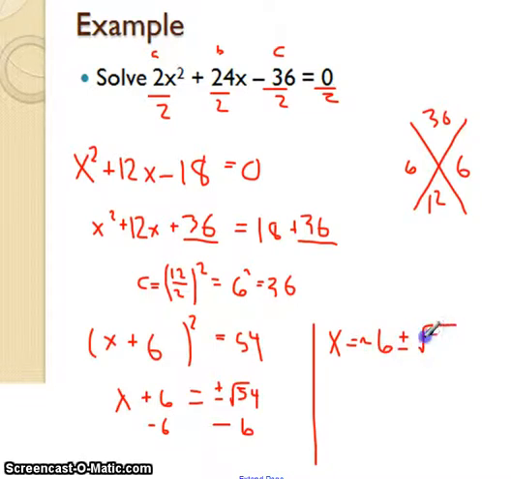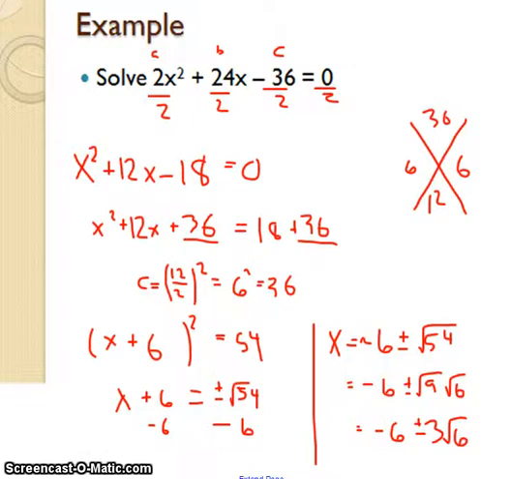The only thing left to do is to simplify the radical, and I will do that by finding factors of 54 that are perfect squares. Let's see, I believe 9 goes into 54, so that's going to be square root of 9 times the square root of 6. And I do that now because now I can take the square root of 9 and it just cleans things up a little bit. So I'll have -6 plus or minus 3 square root of 6. And that is the answer that we want to look for, the most simplified answer.